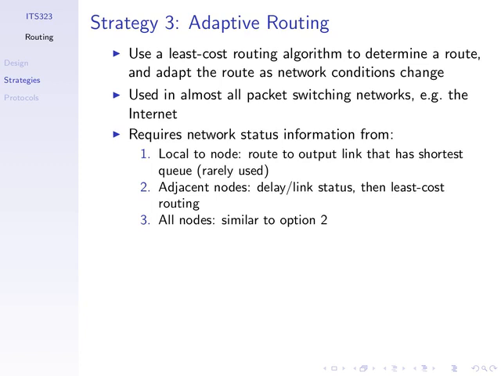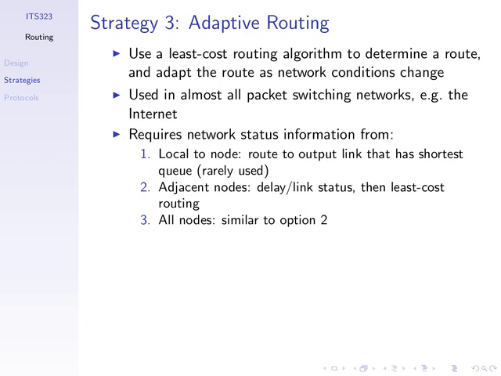So that's what adaptive routing is. Using routing tables, same concept as fixed routing, except it allows us to update over time. It requires nodes to learn the network status information. That is, we need to get continual updates about the network status. And then we just recalculate the routing tables.